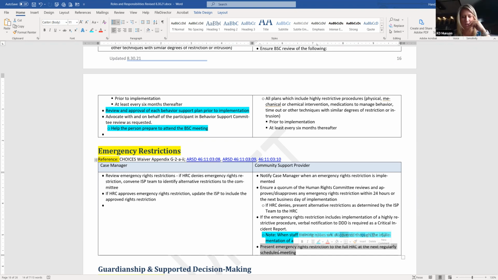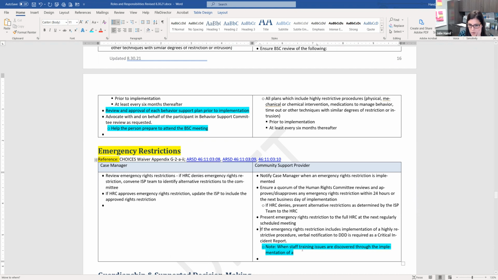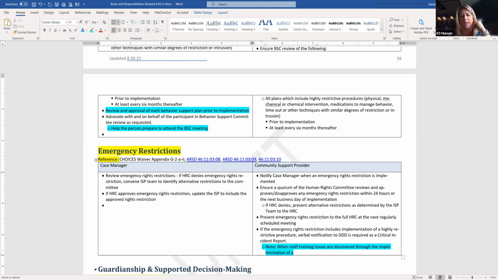Gotcha, okay, sorry. So maybe I need to move this here, so it's not after the CIR one that we added. So is it only if they're denied that they have to be presented at the next regular scheduled meeting? Or is it all of them? It's all of them. Yeah, I think it's all of them. Okay, thank you. Sorry, I just couldn't remember.